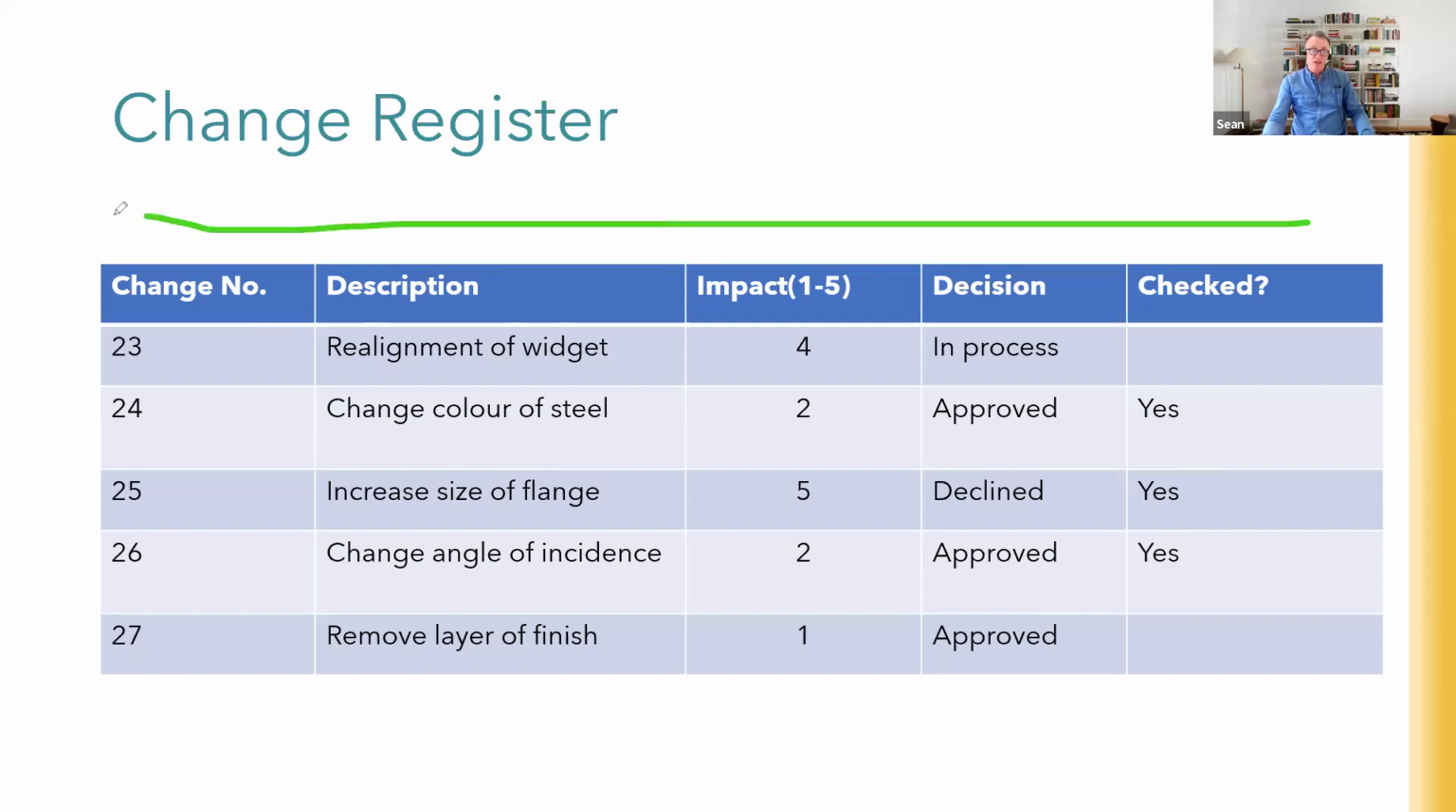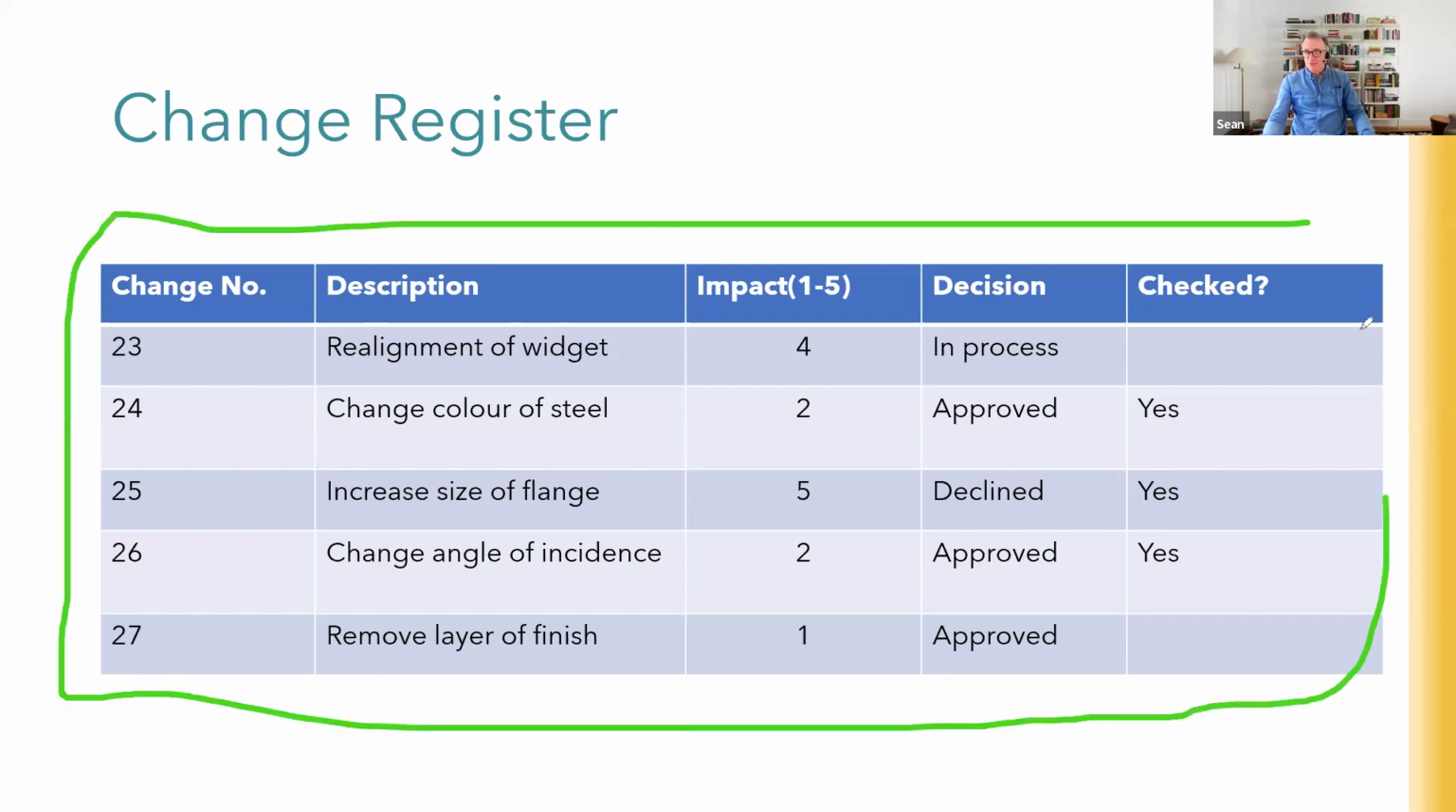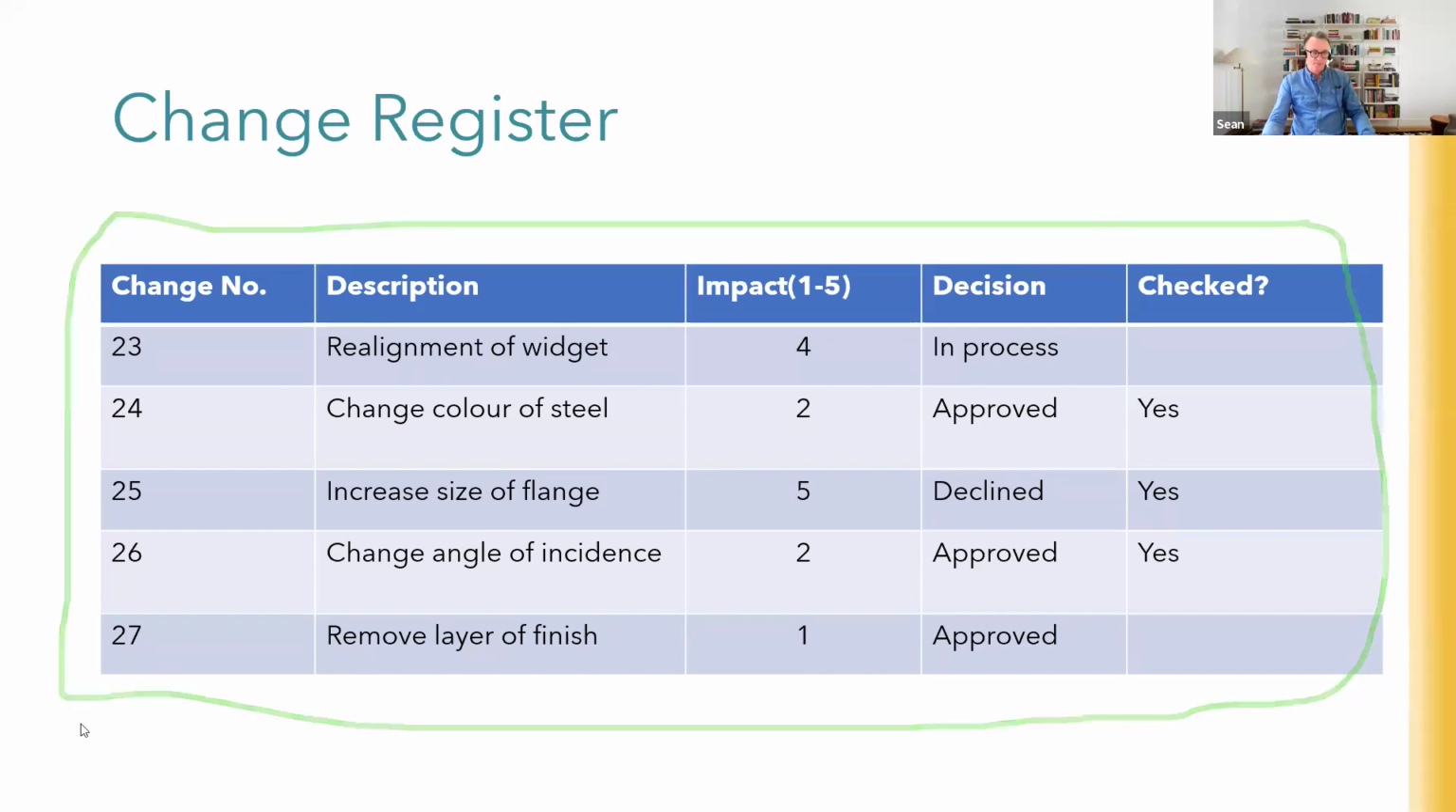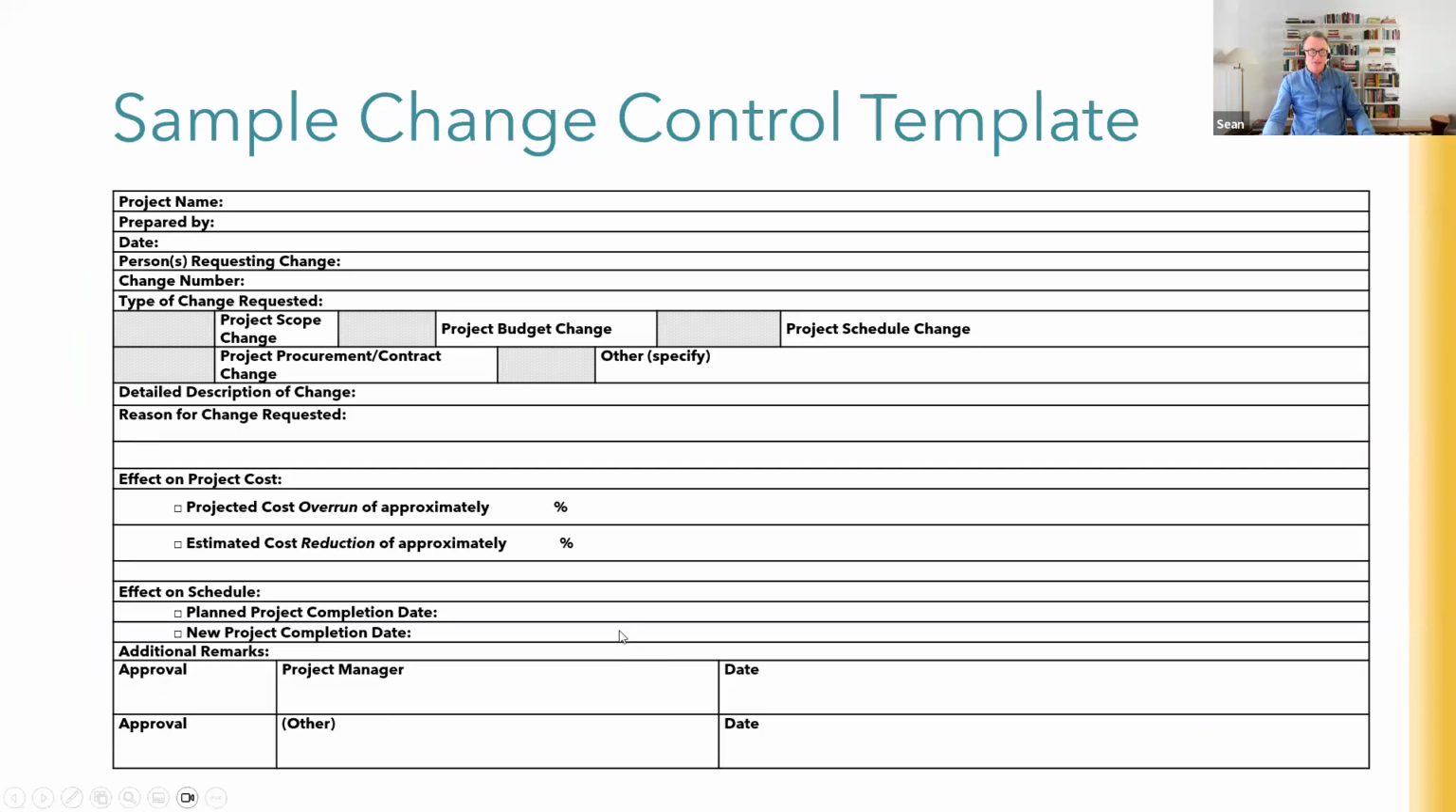So you should have a change register. As I said, your project management software will probably do it, or at least Excel will do it for you as well. And here's just a very generic, again, just horribly generic example of a change control template and the sort of information that might be in it. If you're using software, it'll have its own fields of information, but most of these should be in there somewhere.